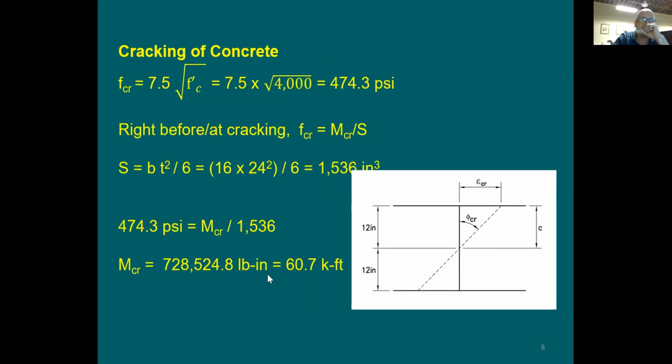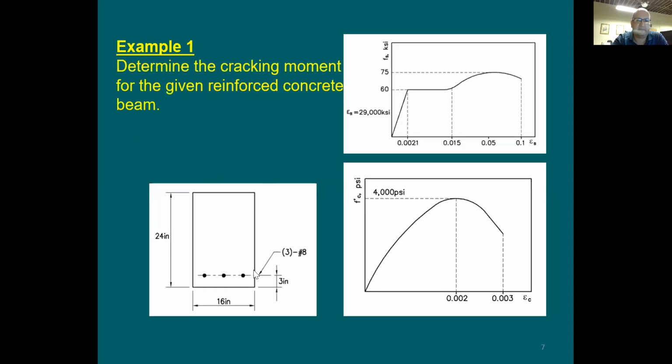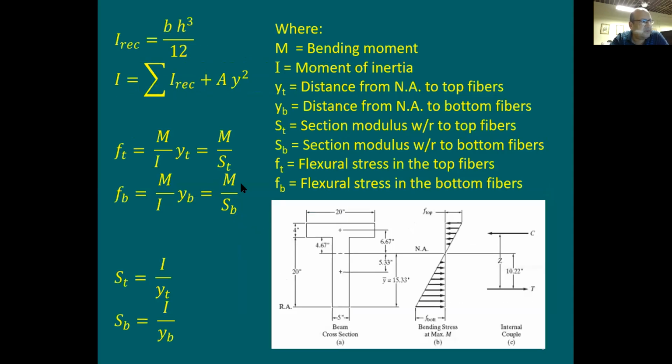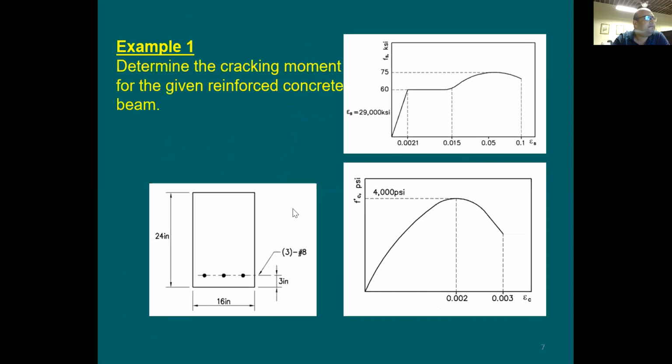I said, okay. The cracking stress, which is a limit, is going to be equal to 7.5 square root of f prime c, 474.3 psi. Stress distribution for this rectangular section is going to be easy, because what you need to do is say M divided by S. Where did they get this M divided by S? I'm going to say from here. You see this M divided by S? When you have a rectangular section, the top and bottom are going to be the same. It's just going to be one S, because you have the symmetry around the x-axis.